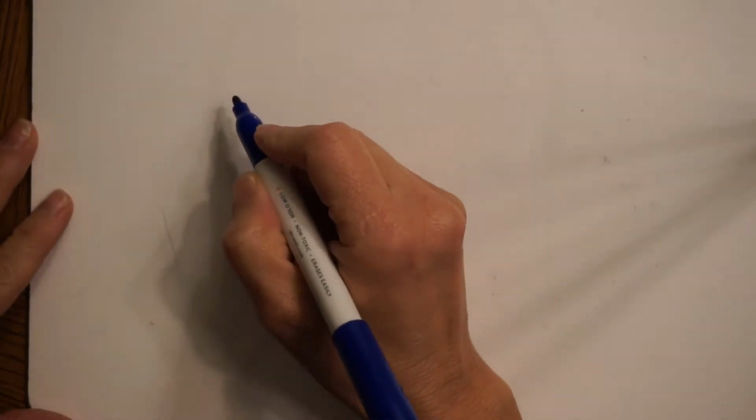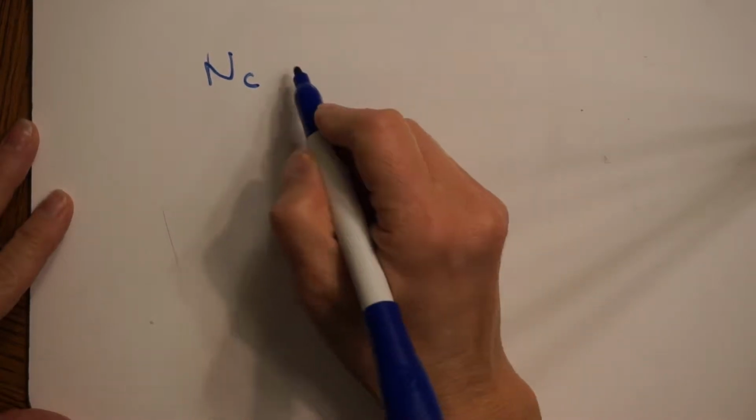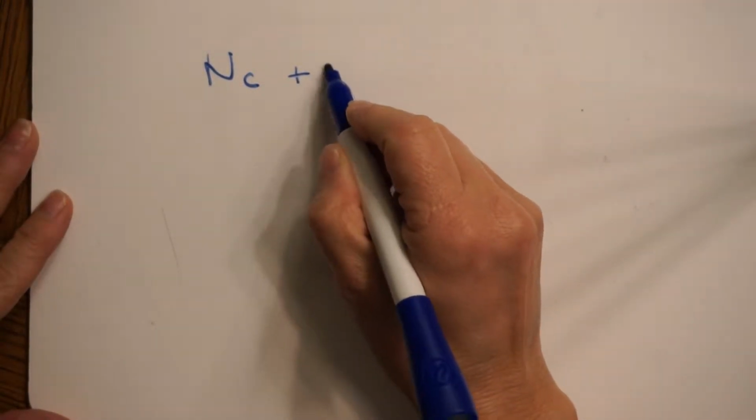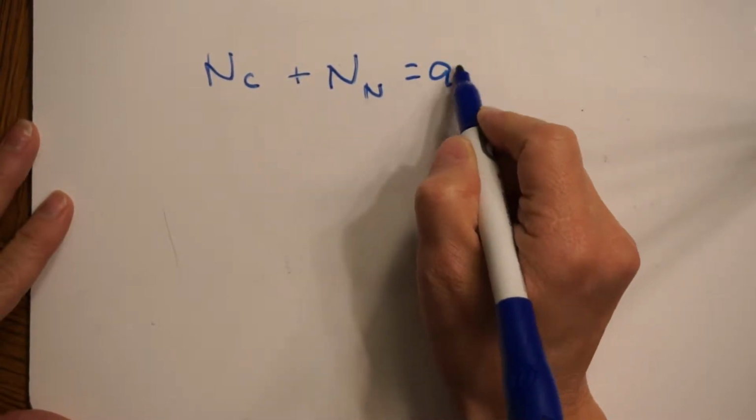So let's look at example 90.1. It says, together Charles and Nell picked 92 quarts of berries. If Charles picked 6 more quarts than Nell picked, how many quarts did each pick? So we're going to let NC equal the number that Charles picked. And it says together Charles and Nell picked 92. So we're going to do the number Charles picked plus the number that Nell picked is equal to 92.